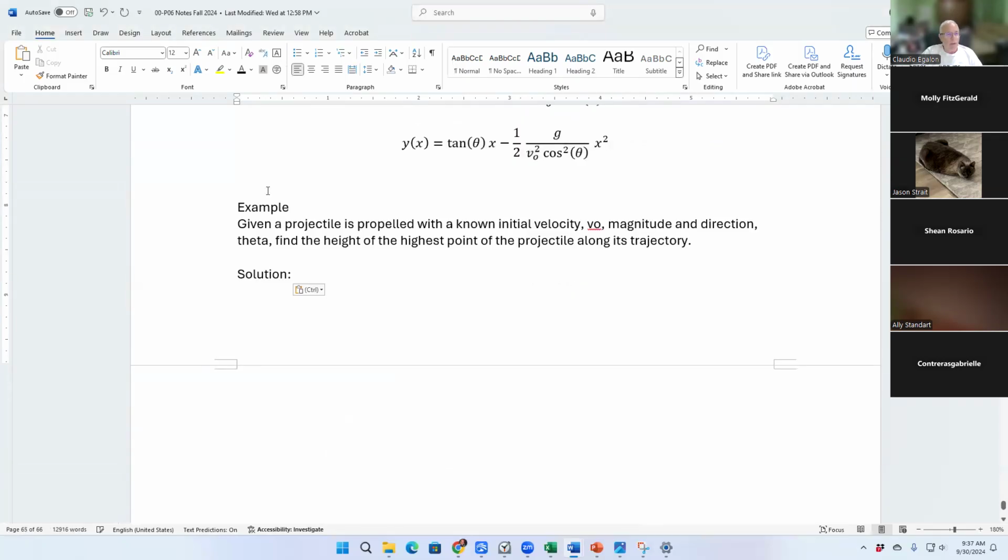Next. Given a projectile is propelled with a known initial velocity, magnitude, and direction, theta, right? With an initial speed v naught, let's put it this way, initial speed v naught, and the direction, theta. Find the height of the highest point of the projectile along its trajectory.